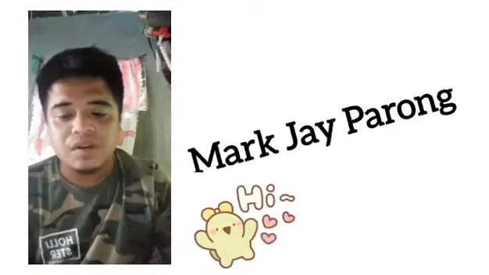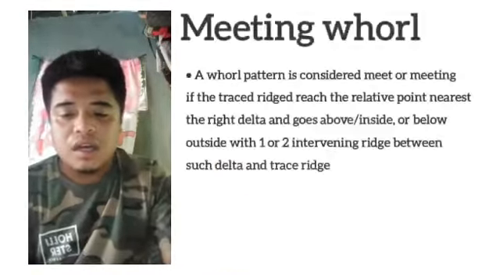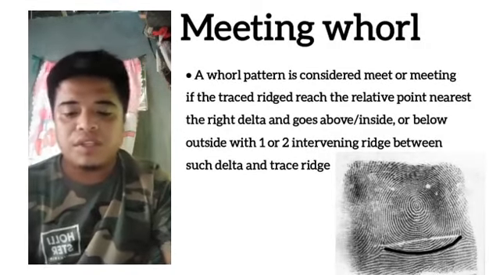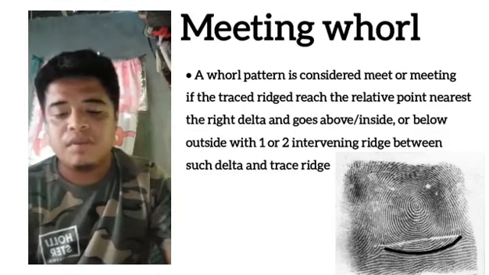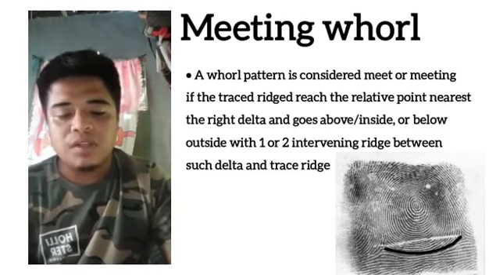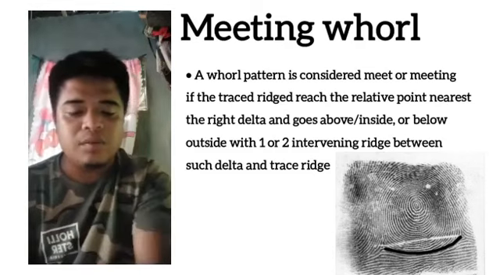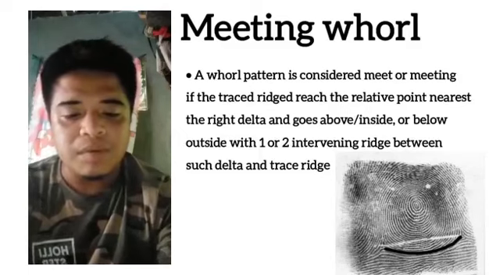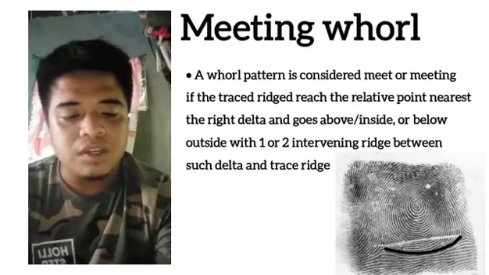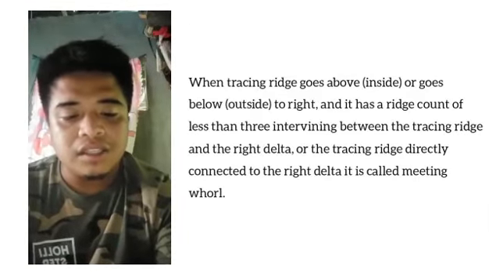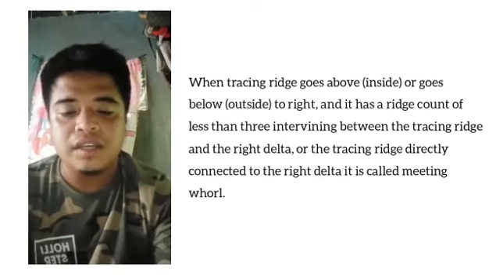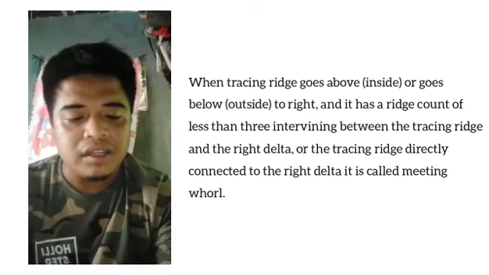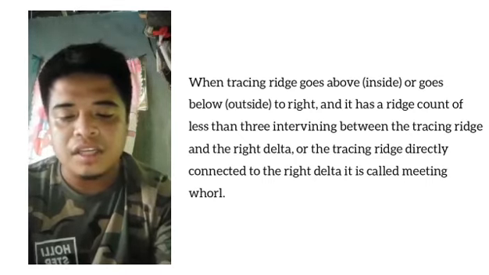Hi ma'am, I'm Mark J. Parong. I will discuss meeting whorl. A whorl pattern is considered meet or meeting if the trace ridge reaches the relative point nearest the right delta and goes above, inside, or below, outside with one or two intervening ridges between such delta and trace ridge. When the tracing ridge goes above, inside, or goes below, outside to the right, and the ridge count is less than 3 intervening between the tracing ridge and the right delta, or the tracing ridge is directly connected to the right delta, it is called a meeting whorl.